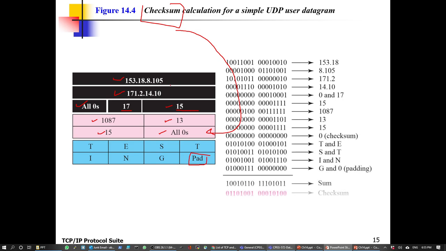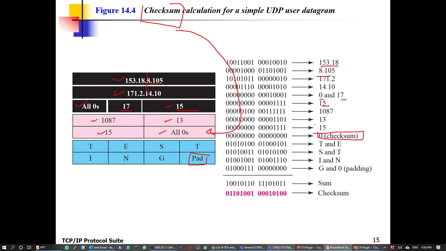So you take the first 16 bits, which is in here, and convert it to binary. You take the next 16 bits, convert to binary. Then 171.2, then 14.10. Then you take the 0 and 17, the zeros here and the 17 here. Then you have the 15 in here, and the 16 bits where we are going to calculate the checksum.